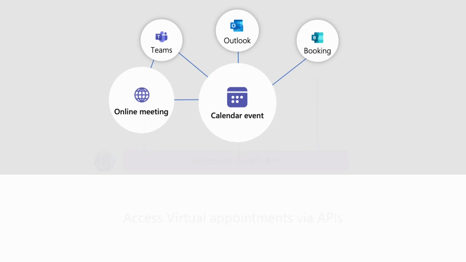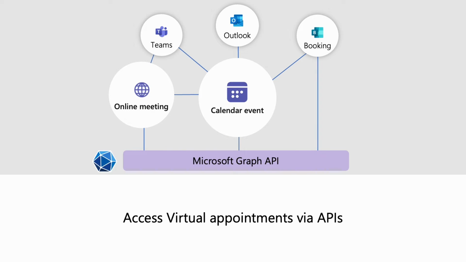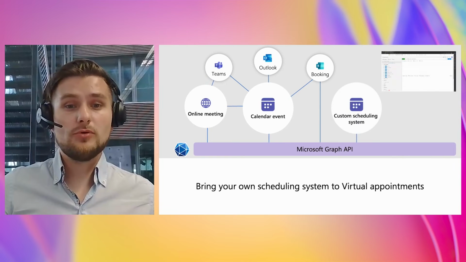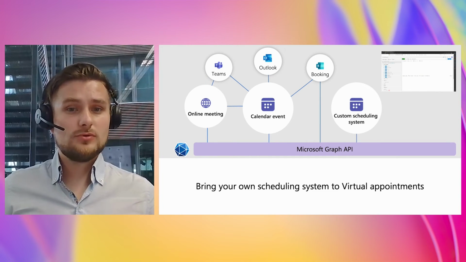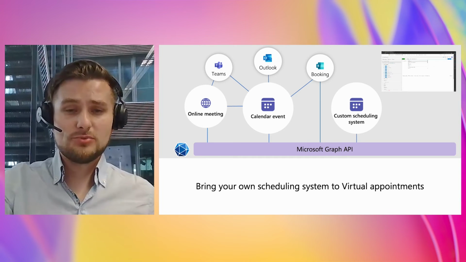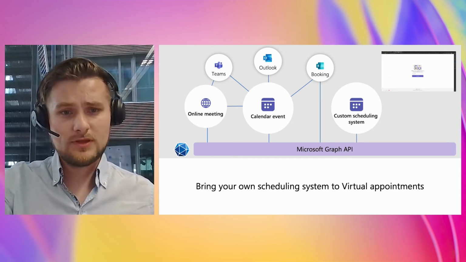If you would like to access the virtual appointment experience, you can use Microsoft Graph APIs to get the information about the online meeting, calendar event, and booking. As Ben described in the previous section, you can bring your own scheduling system to extend with Microsoft Teams virtual appointments while using a third-party scheduling system.